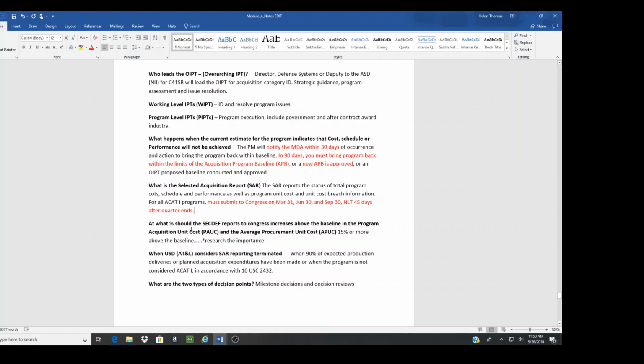At what percentage should the SecDef report to Congress an increase above the baseline in the program acquisition unit cost and the average procurement unit cost? 15% or more above the baseline. Remember the importance of this; we've got to go back and study some more on this part. When does the USD consider SAR reporting terminated? When 90% of the expected production deliveries or planned acquisition expenditures have been made, or when the program is not considered acquisition category 1. That is when we determine we don't need to complete a Selected Acquisition Report.